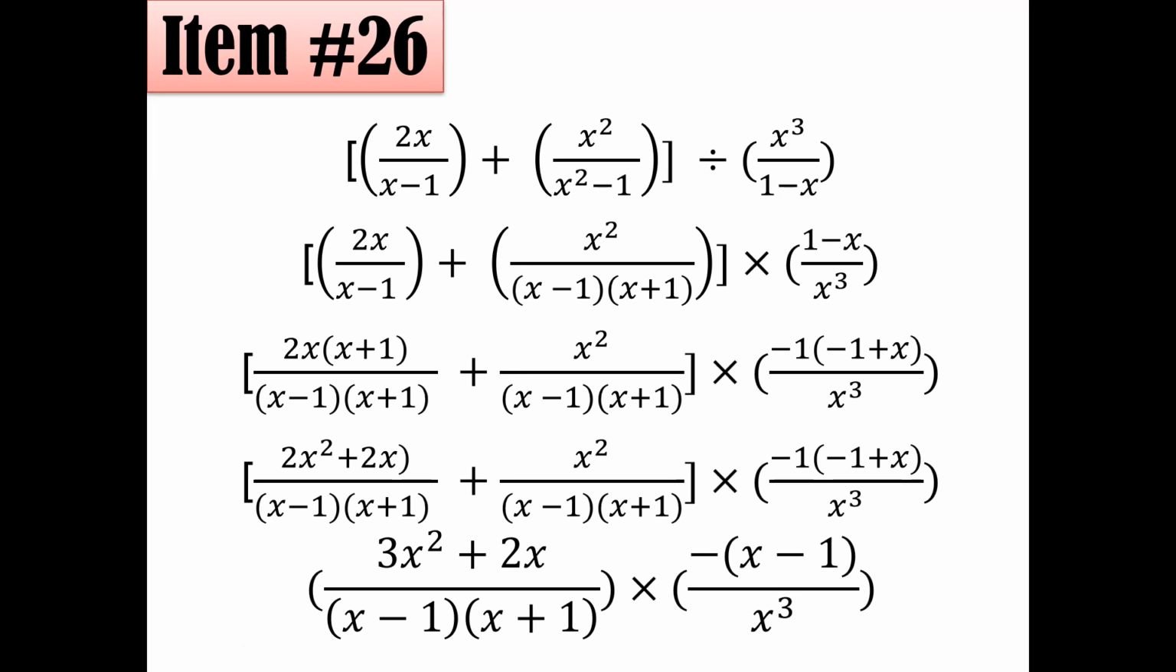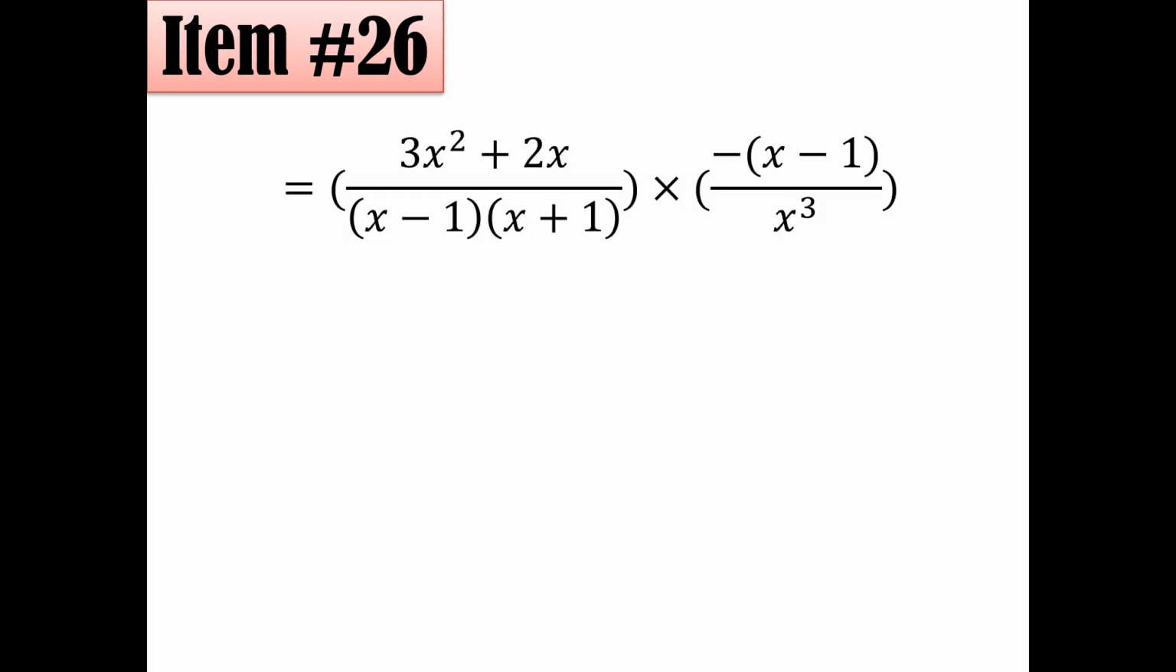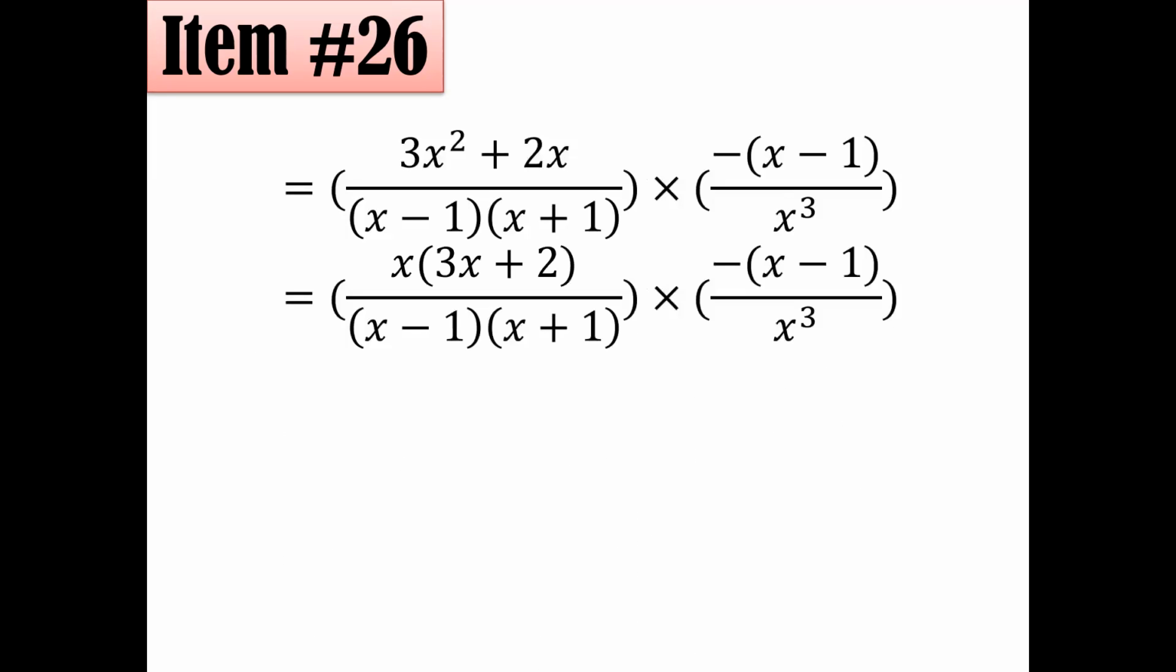Also, what's next is that from here, we factor the numerator of the first fraction. You see, the GCF here is x, so x comes out. And what's left inside the parenthesis is 3x plus 2. And I copy the rest.